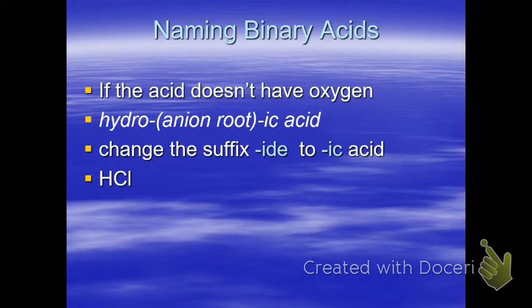If it's a binary acid, you start with the prefix hydro. Then it says anion root. Well, the anion is chlorine, so the anion root is chlor. And then it's ic acid. So instead of calling this hydrogen chloride, we call this hydrochloric acid. Hydrochloric acid.